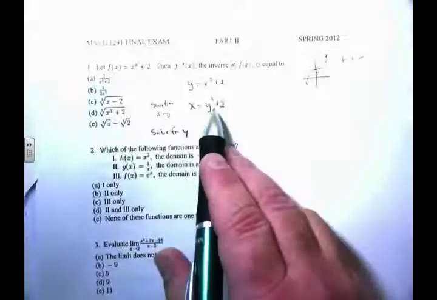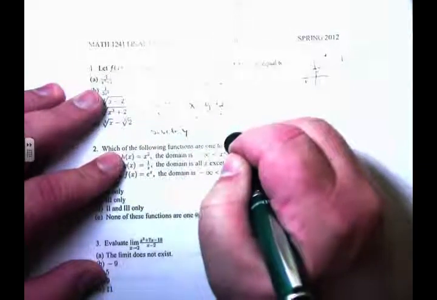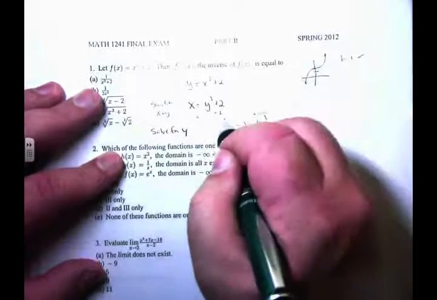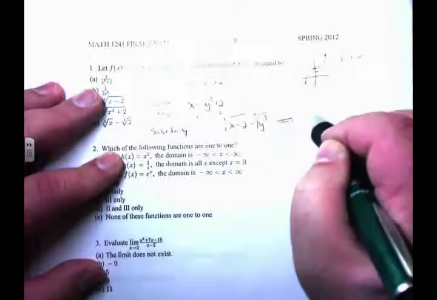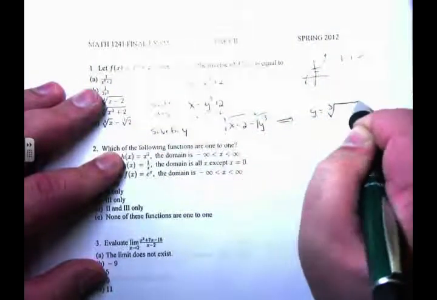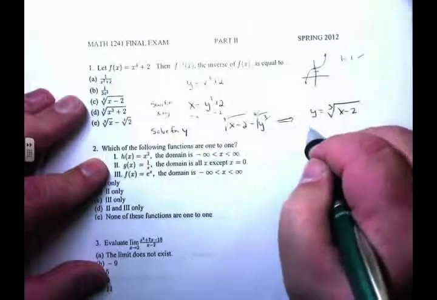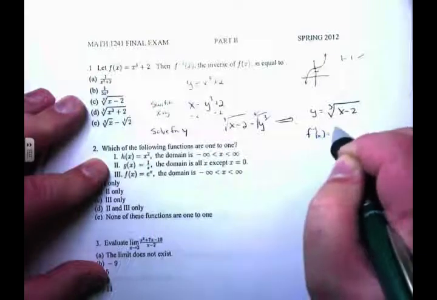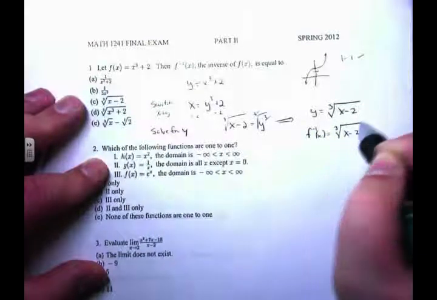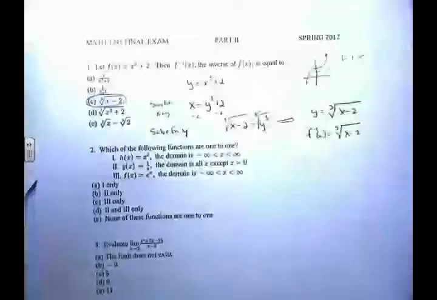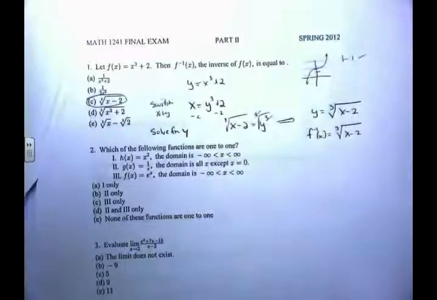Solve for y. All right, what am I going to do to solve this thing for y? I'm going to subtract 2 from both sides. That gives me x minus 2 equals y cubed. What kills off a cube? Take the cube root of both sides. This cancels, leaving me with y is equal to the cube root of x minus 2. And the last thing is replace y with f inverse of x. So f inverse of x would be the cube root of x minus 2, which looks like the answer is C. I didn't need a calculator for that.